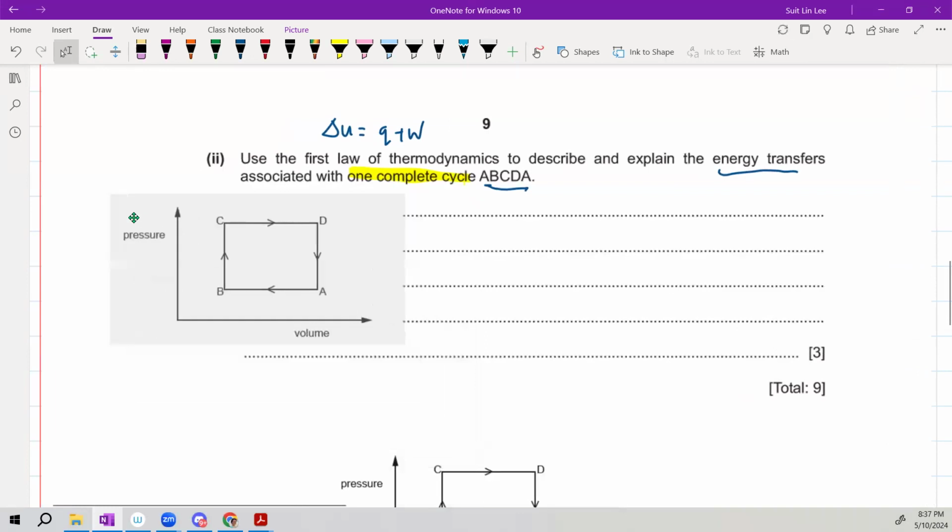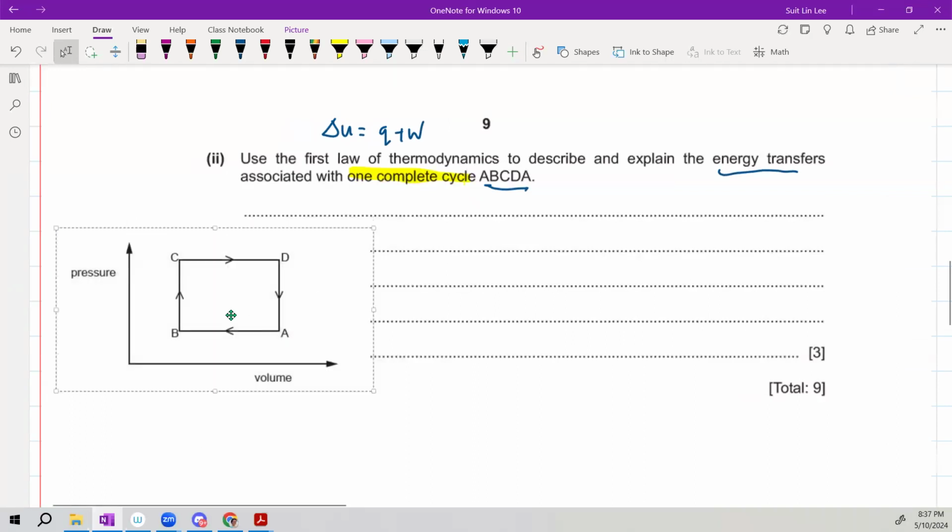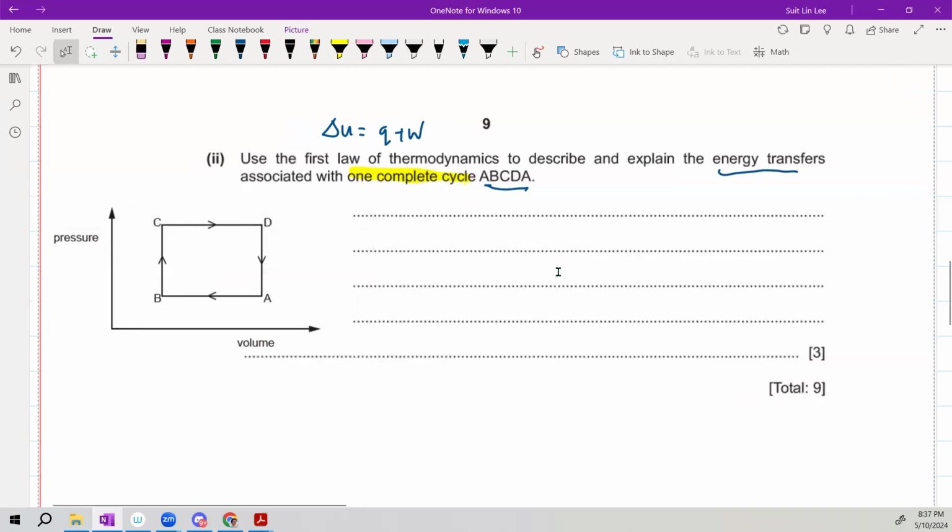So the question is basically asking us, after one cycle, from A to B to C, D, back to A, is there energy transfer in or out? Okay. So since I'm going to use the first law of thermodynamics, I'm just going to talk about the internal energy and then Q, W, then I conclude with Q. Let's talk about delta U first.